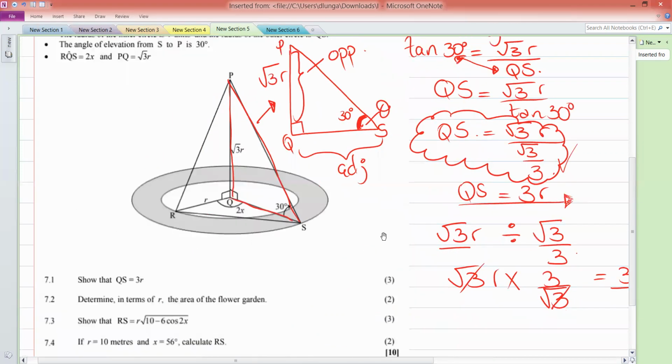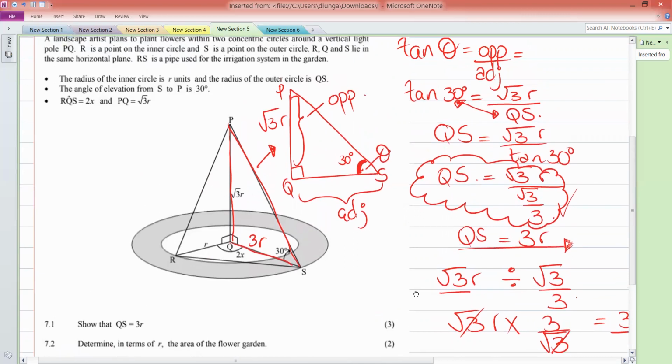All right, so now that we know that QS is 3R, determine in terms of R the area of the flower garden. So which one is the flower garden actually?